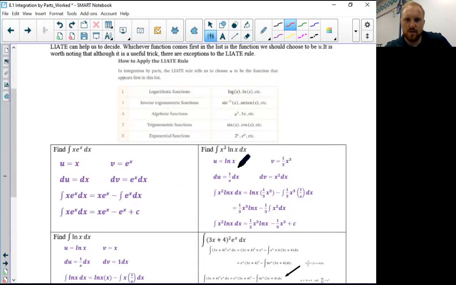Okay? And so if you look at this example here, we're doing another one. We choose the natural log, which is a logarithmic function, before doing the algebraic. So we're going to let u be the natural log of x. du would be 1 over x dx. Our dv would be x squared. So we take the integral of x squared dx. That gives us 1/3 x cubed. And so we just go uv minus the integral of v du. Okay, so we go just like that.